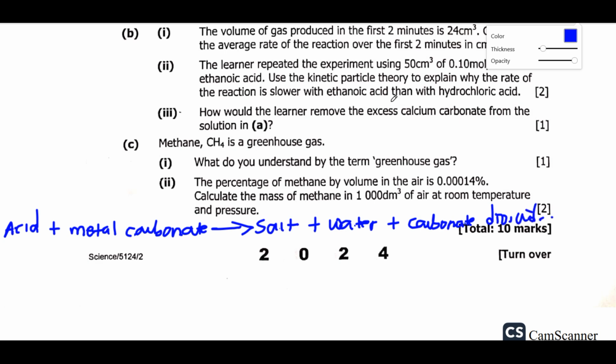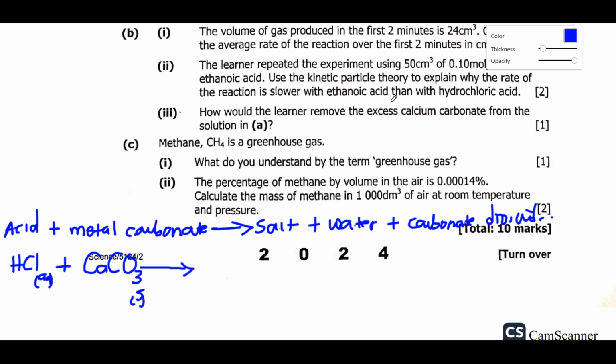So the acid is hydrochloric acid, and we are given the chemical formula, which is HCl. The state of acids, so they are in aqueous phase, plus calcium carbonate is given, so we have CaCO3. The state is solid.